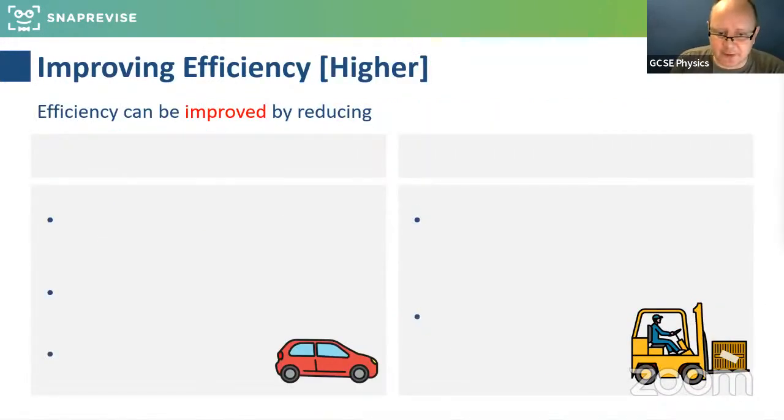Okay, let's move on and talk about improving efficiency. So there's 2 ways we can improve the efficiency of a system, a machine, a device, anything you like. 2 things we can do to fundamentally improve its efficiency. We can reduce 2 things. So we can first reduce the energy losses.